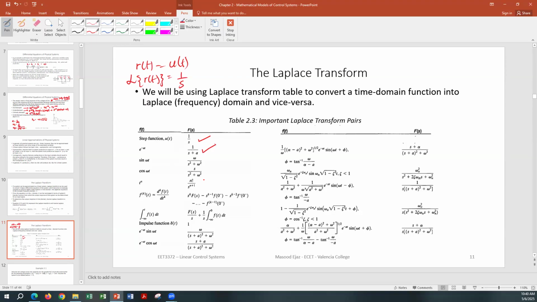Sine and cosine, we use them not very frequently, but still. t to the power n, t squared, t cube, we do use it. If our equation is written in time domain, if it's differentiation and integration, then we have to use Laplace transform of differentiation and integration, then these pairs are used. And let's see, the other one that is used very frequently is this one right here. This one is used very frequently.